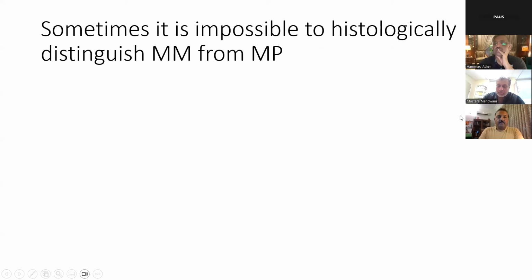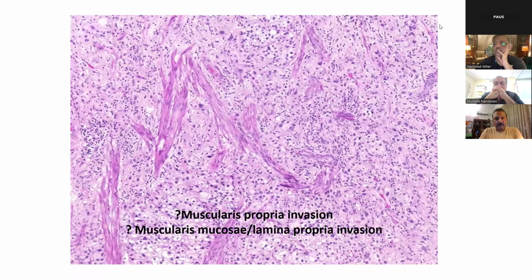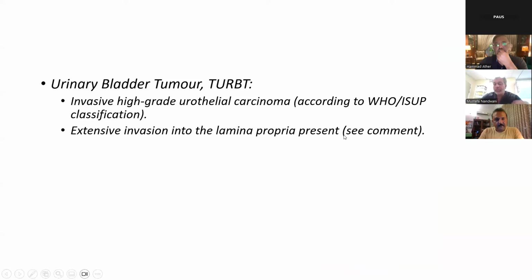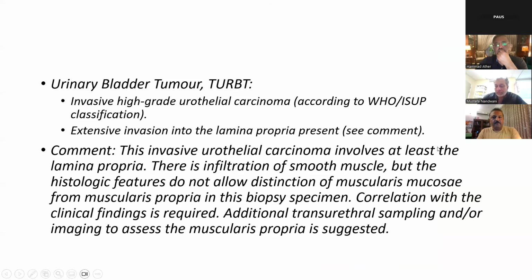Sometimes, even after the sampling and deeper cuts, it is impossible for us to distinguish between muscularis mucosae invasion versus muscularis propria invasion. Like this example, you can see these muscle bundles in between, which are thin and wispy, but they are kind of prominent. So I'm not sure whether this is a hypertrophic muscularis mucosae versus muscularis propria, and you can see tumor all around it. In such a scenario, which is uncommon in our practice, we write a note that this is a difficult case and we are unable to distinguish between muscularis mucosae versus muscularis propria, and we ask for clinical and radiological correlation. And that's how these cases are discussed in the MDTs.